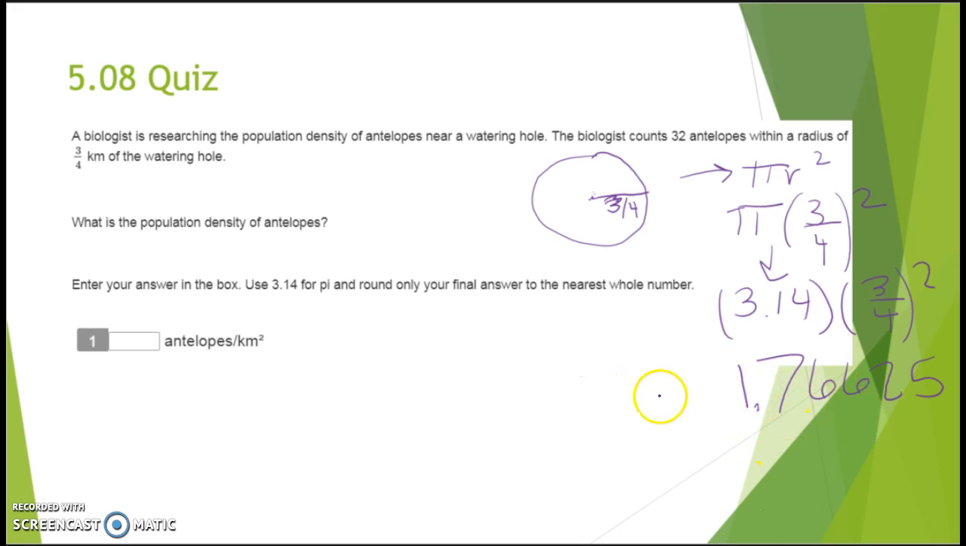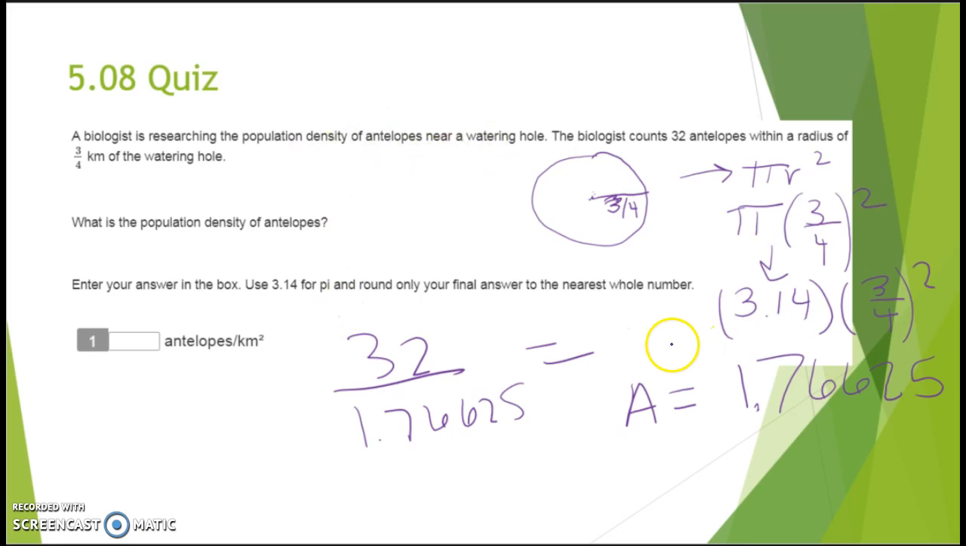So that's the area in square kilometers of the particular area that he's looking at. And so we will take the number of antelopes in that area, which is 32, divided by that area. And that will give us our population density. So 32 divided by 1.76625 is 18.117. So we would round that to 18 antelopes per square kilometer.